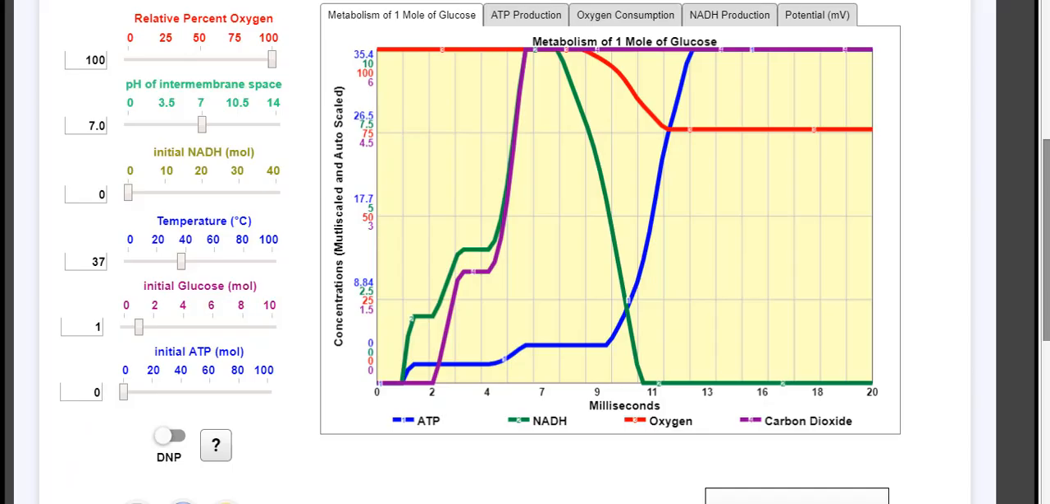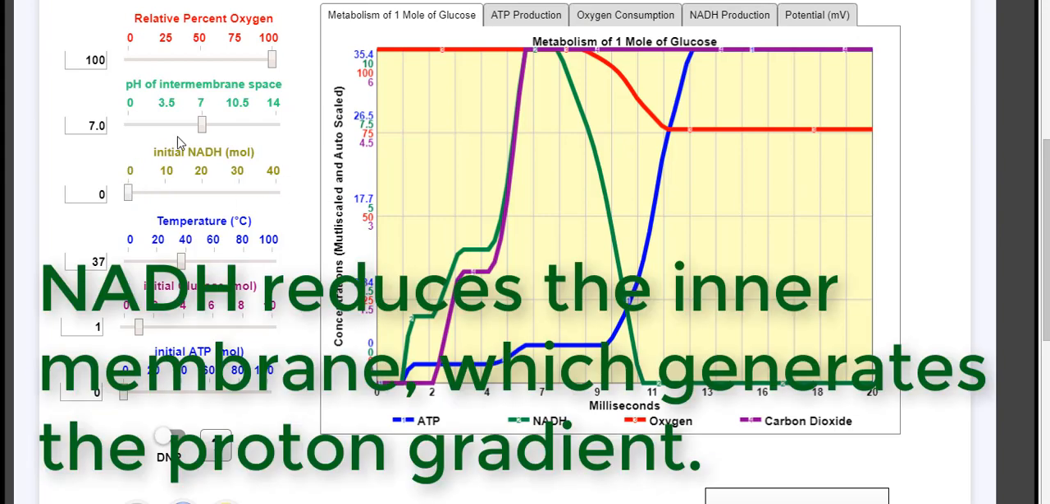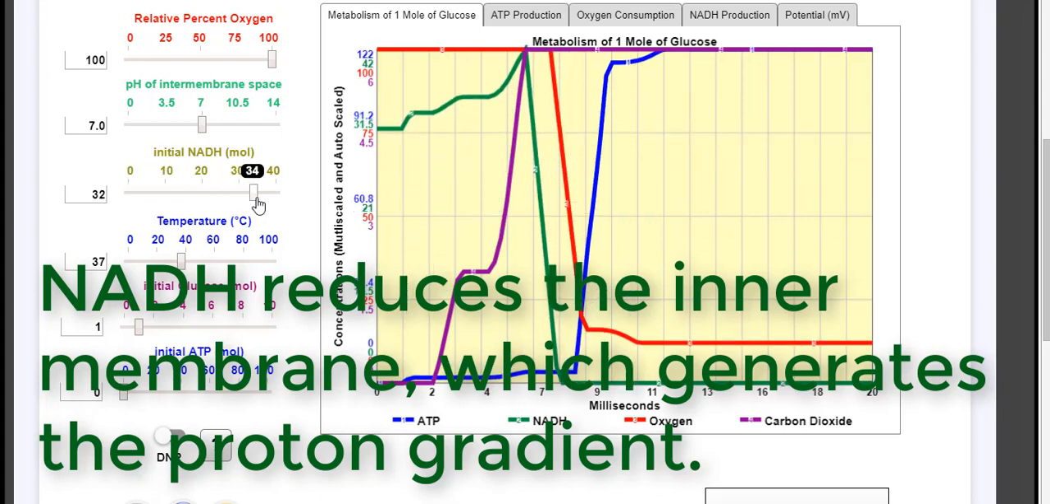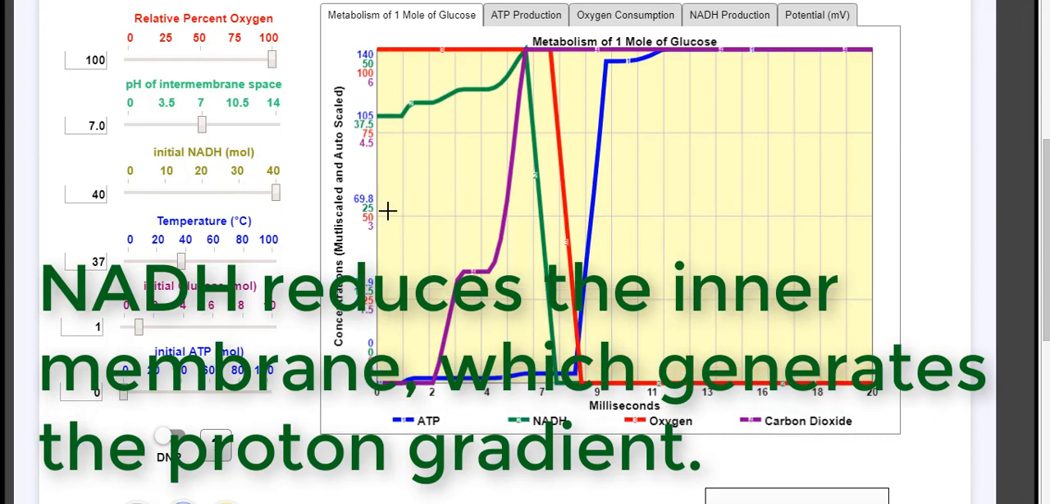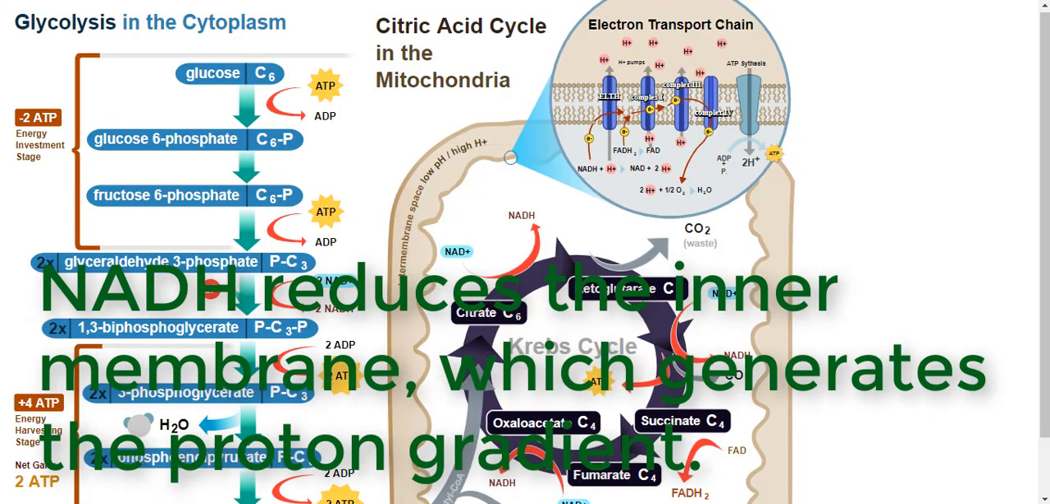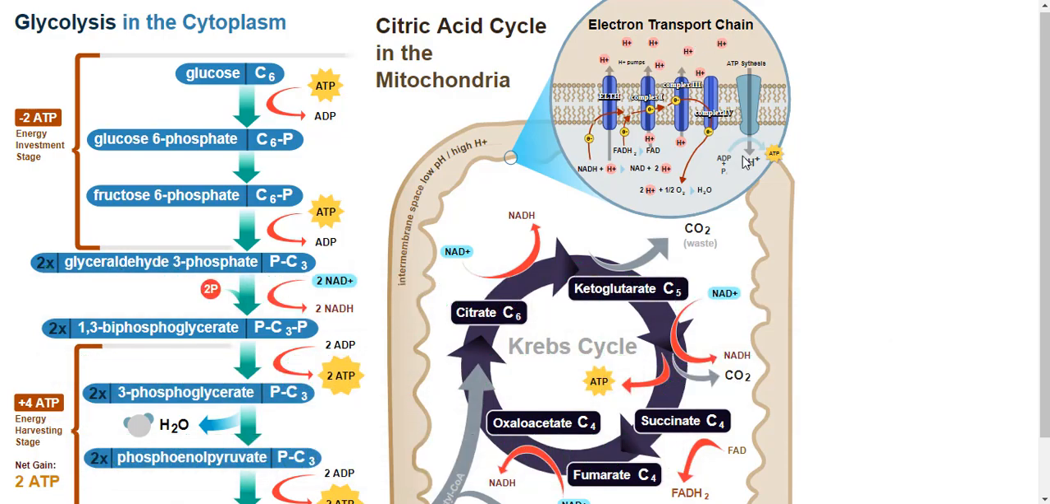Okay, now let's look at this slider, initial NADH. When I increase NADH, you can see the total stock of NADH at the beginning has increased. Well, what does NADH do? NADH passes electrons to the electron transport chain, which is used to pump hydrogen ions out so that they can flow through to make ATP.